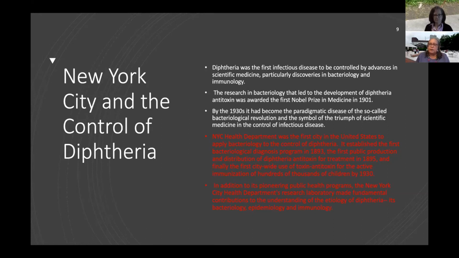They were the first public health department to use the information from bacteriology. They started the first bacteriological diagnosis program in 1893, and the first distribution of diphtheria antitoxin for treatment, and then toxin-antitoxin for immunization. And they also made other fundamental discoveries as well.